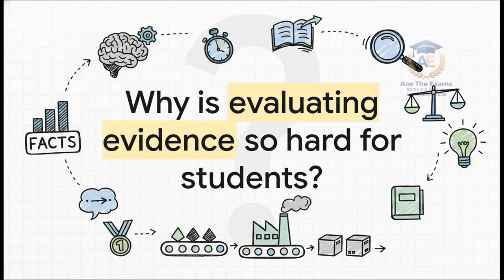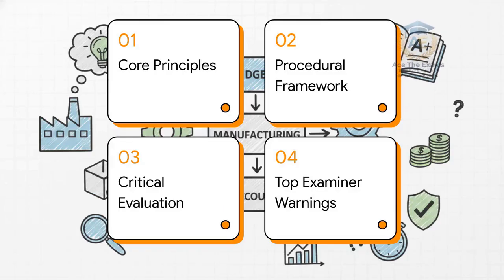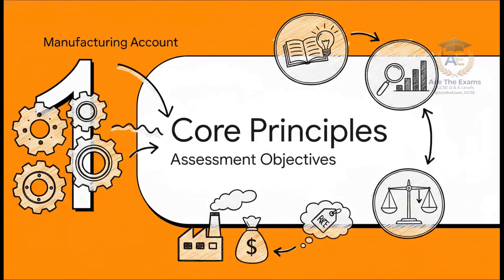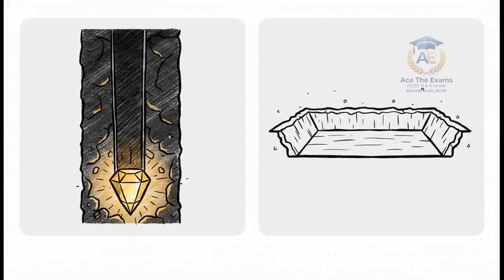Our mission today is to demystify these tough assessment objectives, breaking down exactly what examiners want to see on your paper. As I highlight these command words on the digital board today, I want you to start seeing the hidden constraints of the prompt. So here is our clear roadmap, our examiner's playbook, if you will. We'll start with core principles, move into the procedural framework, tackle critical evaluation, and finally, hit the top examiner warnings. Section 1, the manufacturing account core and understanding the assessment objectives.